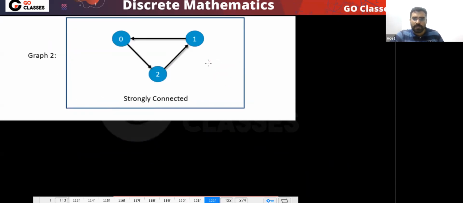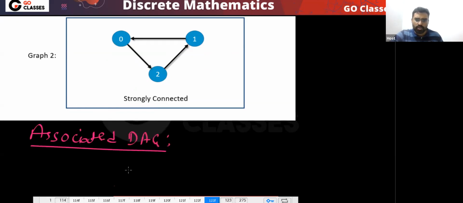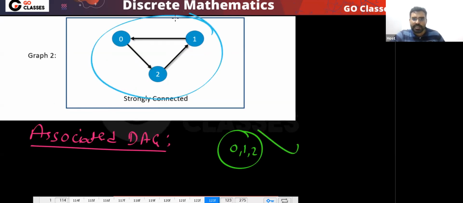Let's see this question. What will be the associated DAG for this? That will be a single vertex, 0, 1, 2. You will get a single vertex. I can say this will be your associated DAG. If you call it S1, then this will be your answer. So this concept is clear.